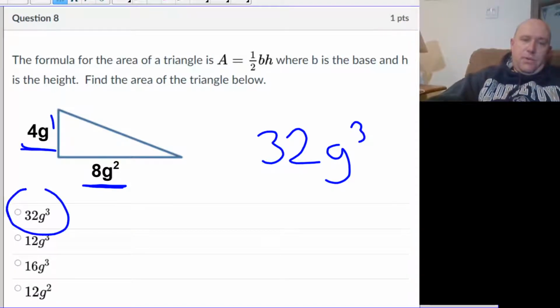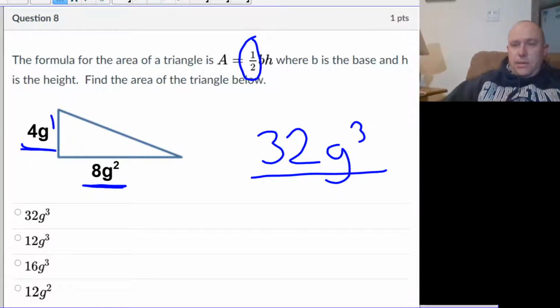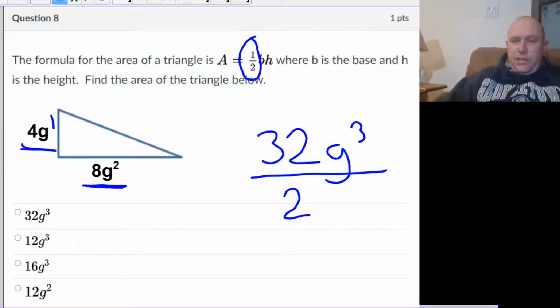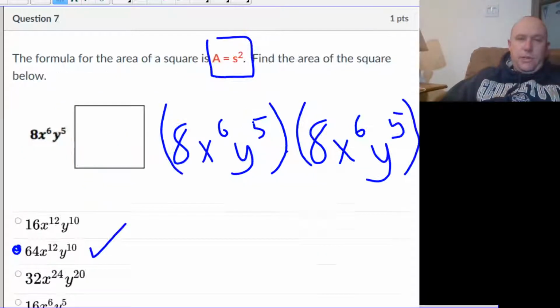And very tempting to want to pick this answer here, except we've not finished yet. We now have to do 1/2 of that answer. So 1/2, of course, means you divide by 2, and then work out what this is. 32 divided by 2 is 16. So actually, that's the correct answer for this question. You will always be given the formula, but you might not be given the picture.